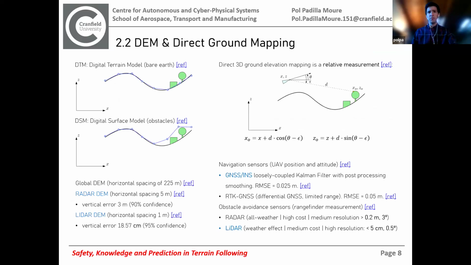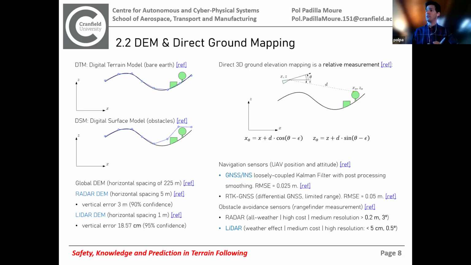Let me talk a little bit about digital elevation models and direct ground mapping. We've got two kinds of digital elevation models. You could be talking about digital terrain models or digital surface models. The digital terrain models do not include obstacles that rise above the bare ground of the Earth. So you've got buildings, cars, trees. Those would not be taken into account in digital terrain models. And then you've got digital surface models that do include those kinds of obstacles.